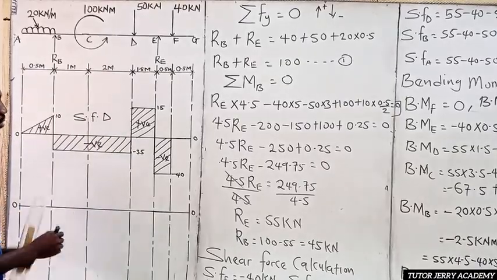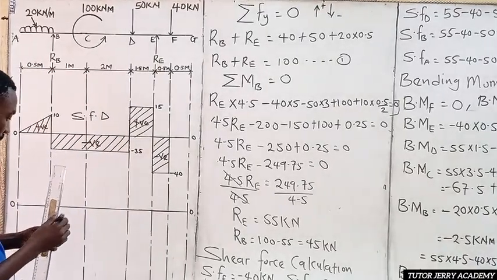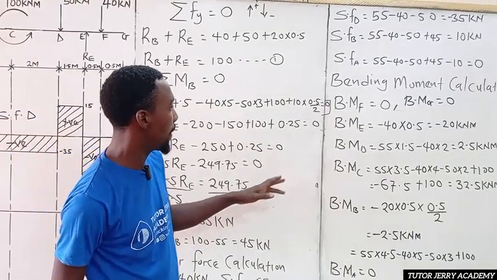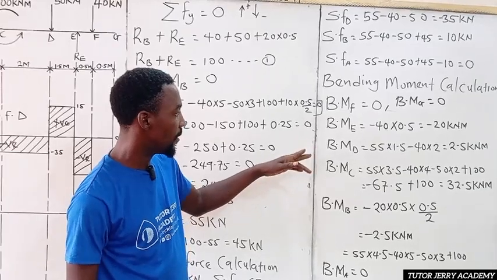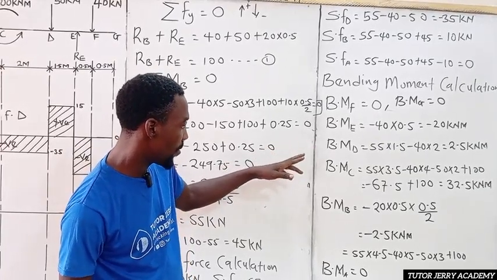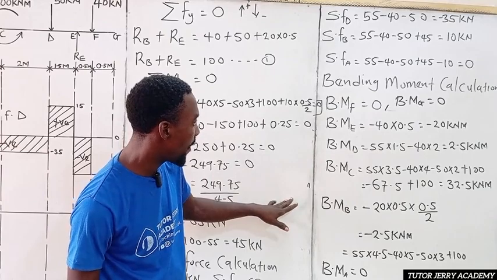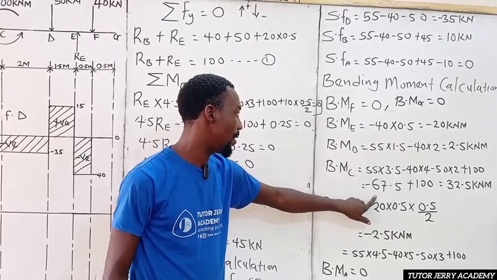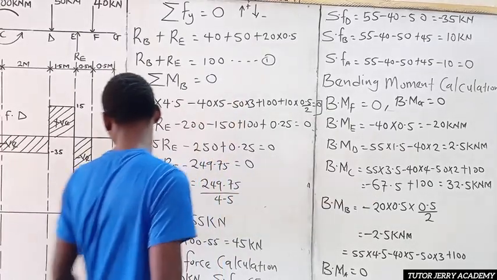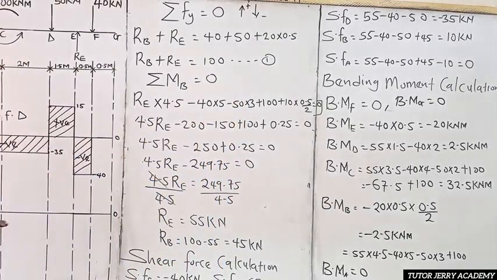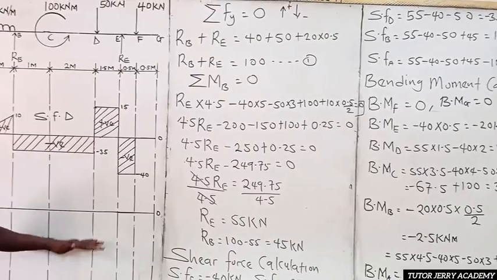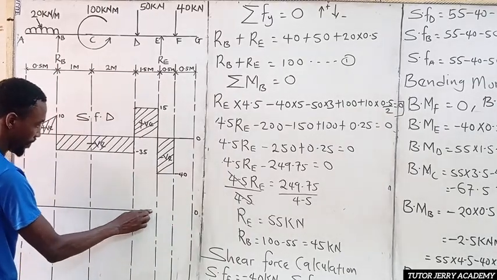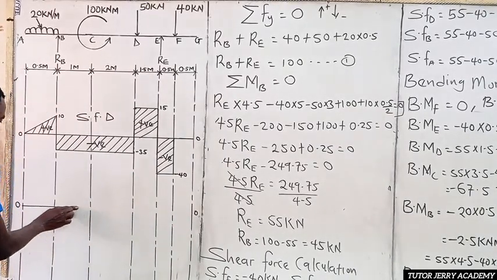All right. So let's go for the bending moment now. For the bending moment, we have negative 20, 2.5, and negative 67. Please, I will need to bring this line down a little bit.